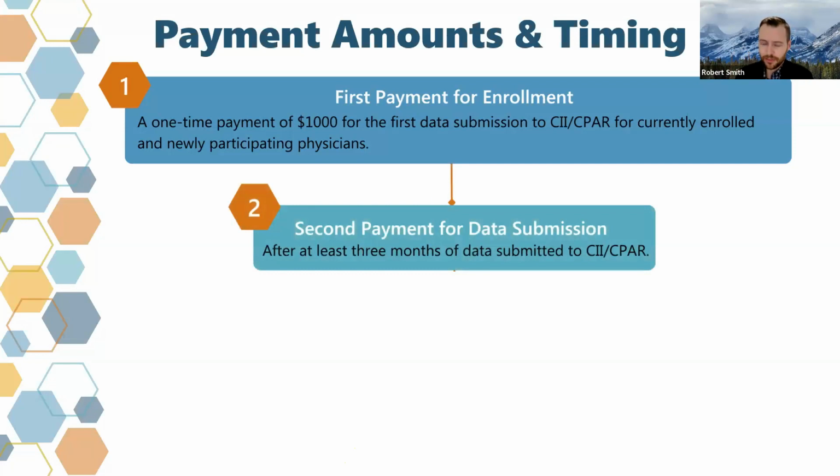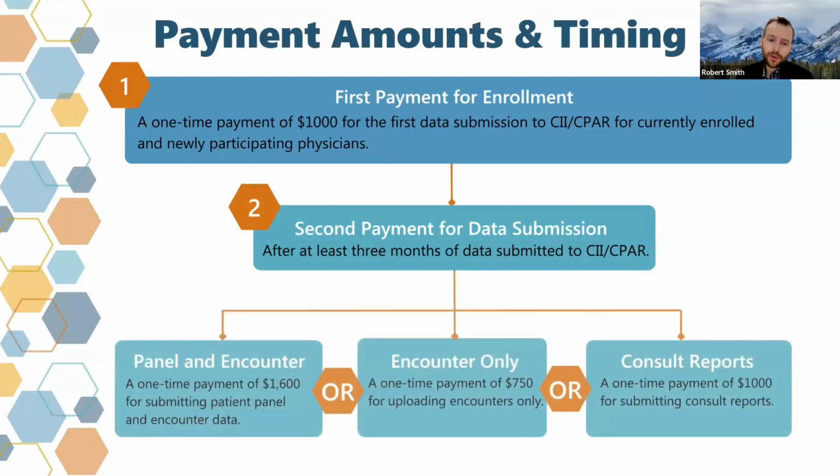The second payment generally comes after they have indicated that they've seen at least 3 months of data submitted to CI-CPAR. Now, the second payment is going to differ depending on what type of data you're submitting through CI-CPAR. If you are submitting panel and encounter information, which is mostly family medicine specialists, they will receive a one-time payment of $1,600 after 3 months of submitting patient panel and encounter data. If you're submitting encounter data only, which is mostly applicable, for example, for a walk-in clinic, they might not carry a panel of patients, but they do want to submit encounter information through CI-CPAR, those physicians will receive a payment of $750.